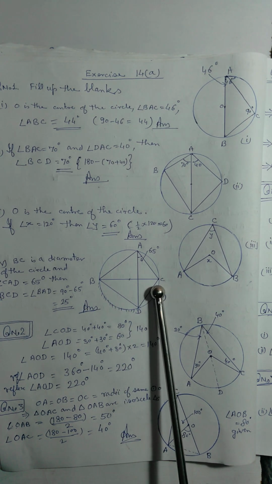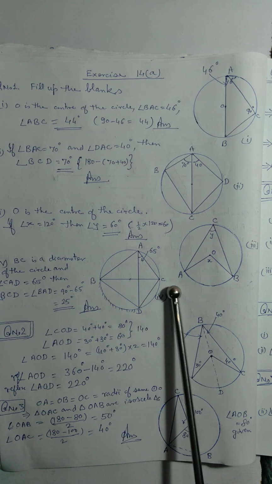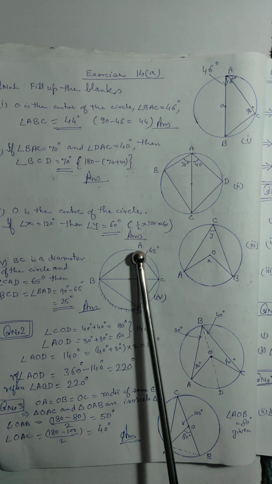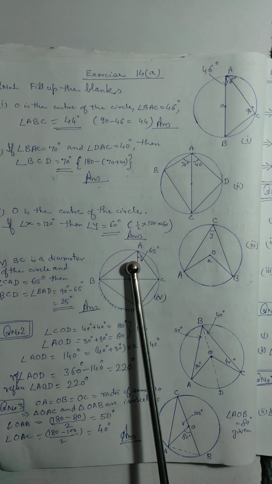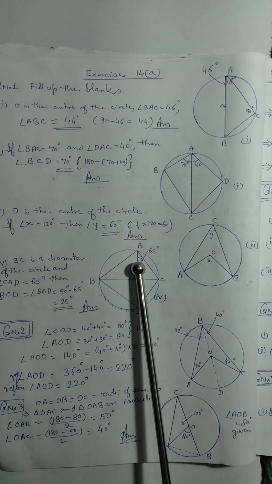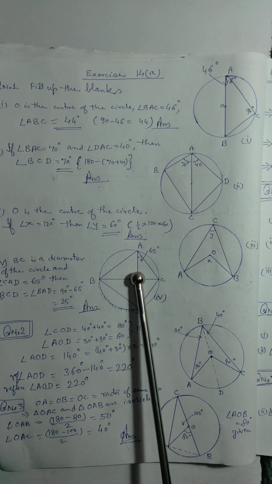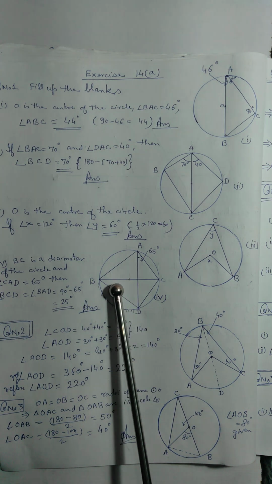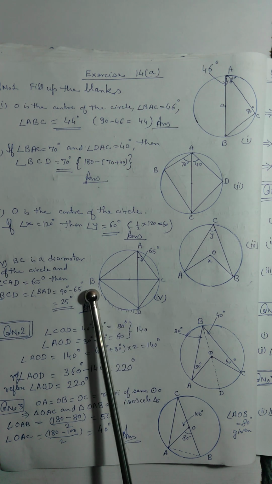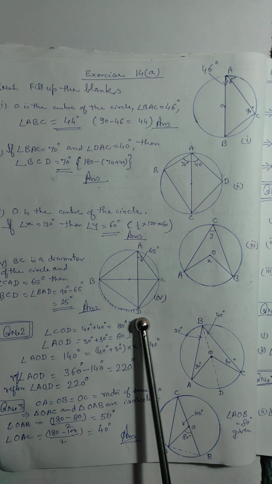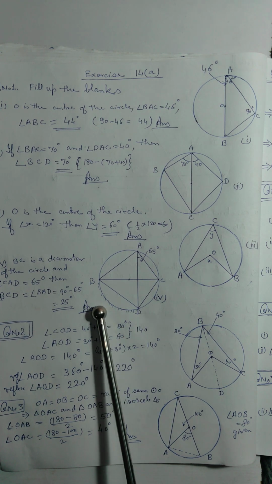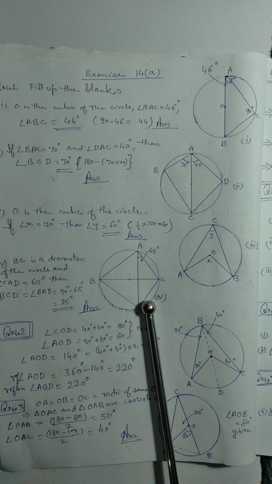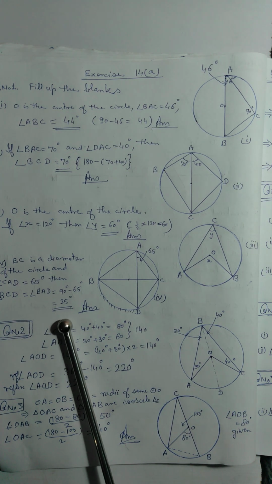So both should be equal, and BC is a diameter. So the angle subtended by this semicircle at the point A will be 90 degrees. So 90 degrees minus 65, you will get 25 degrees. So BAD is 25 degrees. Once you have worked out BAD, that will be equal to BCD also, because angles subtended by the same segment on the circumference are equal. Hence the answer will be 25 degrees.